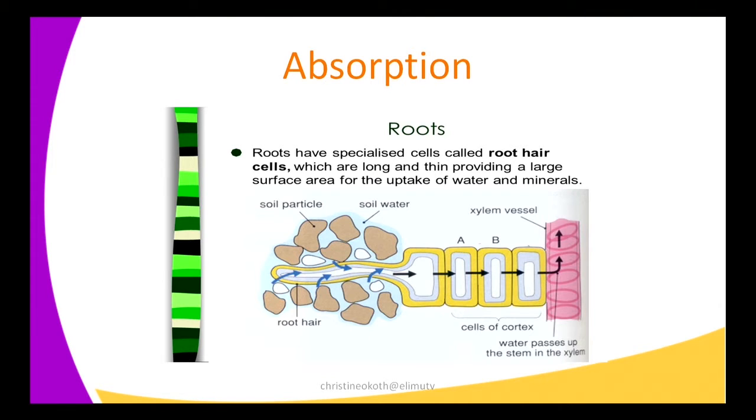So that is the difference in terms of the location and the difference in terms of the function. Now we are going to look at absorption. Absorption mainly takes place in the roots. The roots have specialized cells called root hair cells, which are long and thin. They provide a large surface area for the uptake of water and mineral salts. So the main part of the plant responsible for absorption is the roots, and they have a structure we call the root hair cells, which help to bring water up from the roots to the other parts of the plant, like the leaves.